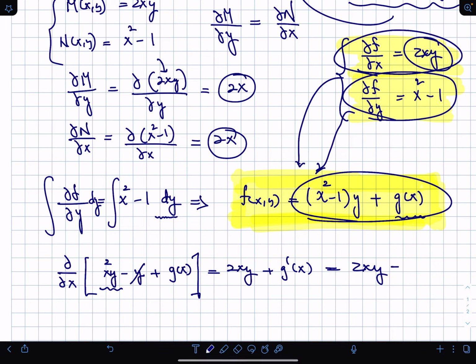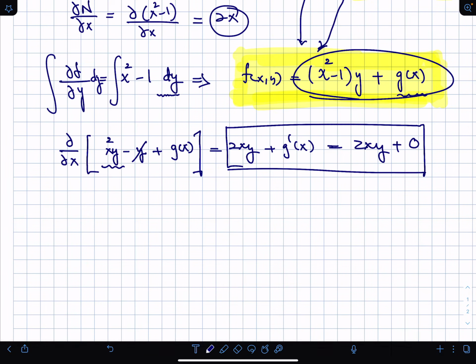Aha. So if you recall, we used to have stuff like this in algebra. Now all you have to do is equate coefficients. 2xy goes away. I have g prime of x equal to 0. And if I integrate both sides, that tells me that my g of x is equal to a constant, because the integral of 0 is a constant. Take the derivative of a constant, you get 0. So now I have a value for my g of x, which happens to be a constant.